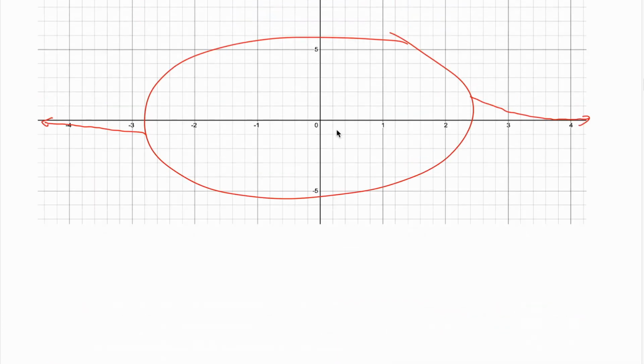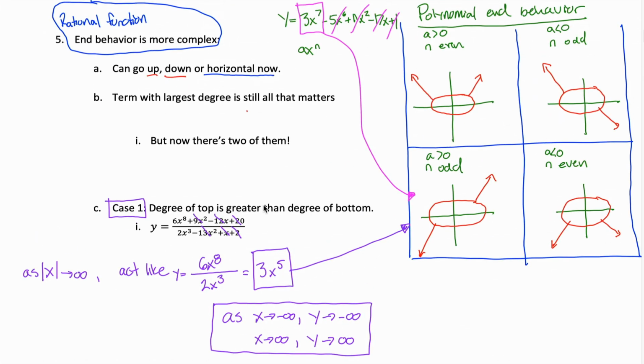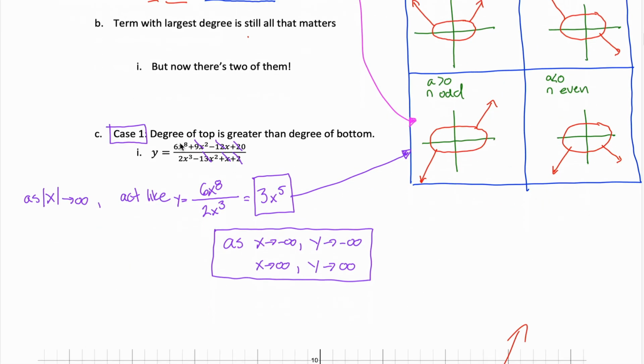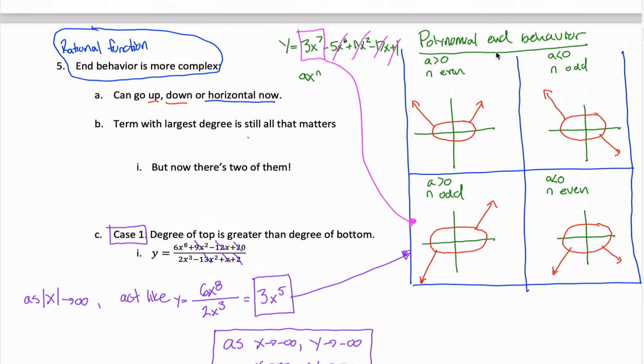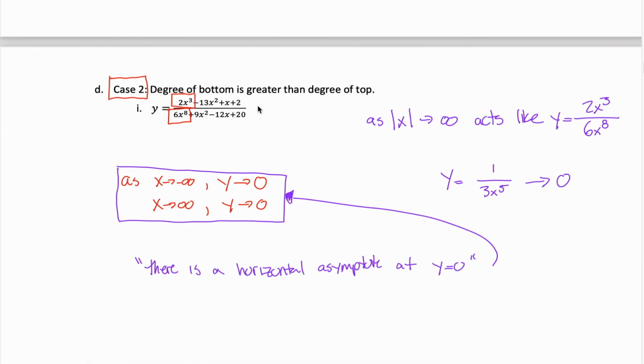Case 1 is when the degree of the top is greater than the degree of the bottom. And what you do there is you take the 2 leading terms and you divide them, and that produces a monomial, and you determine the end behavior of that monomial in the same way we did with polynomials in the previous sections. Case 2 is when the degree of the bottom is greater than the degree of the top.